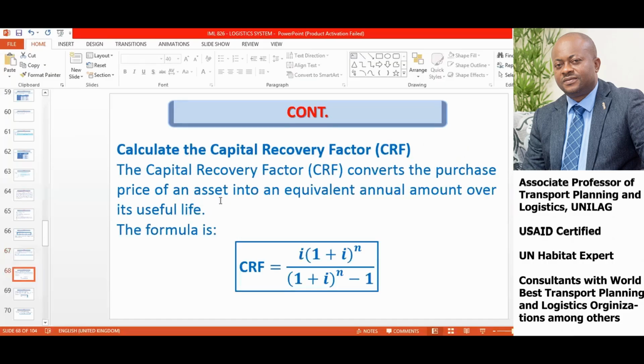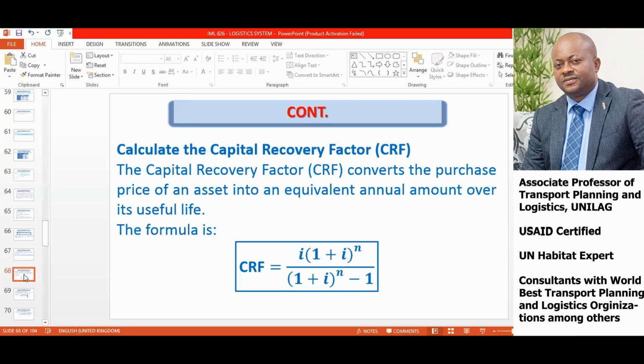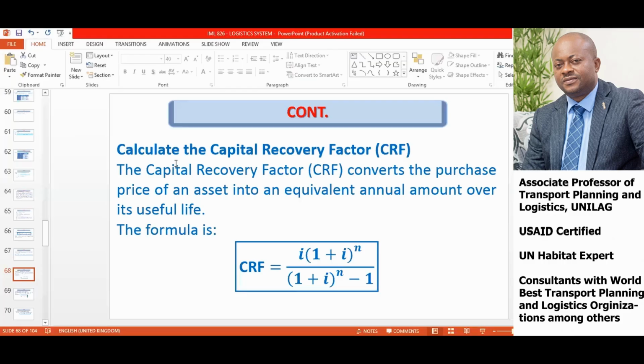Now, the first thing you are supposed to do is to calculate the capital recovery factor, and this is the formula for calculating it. Capital recovery factor, CRF. The reason we are starting with this is that it is a prerequisite to the next formula. So copy this, just write the formula. It is addressing the useful life.